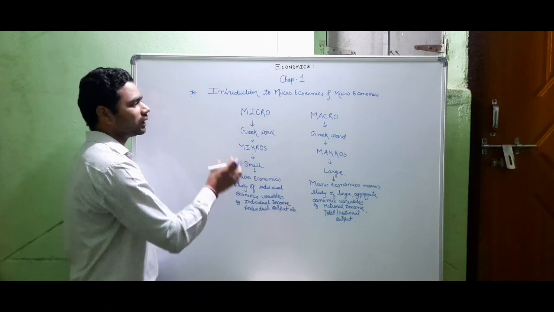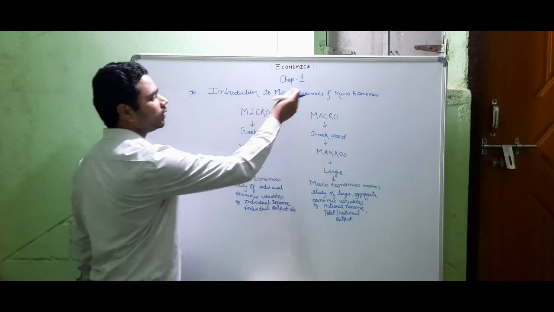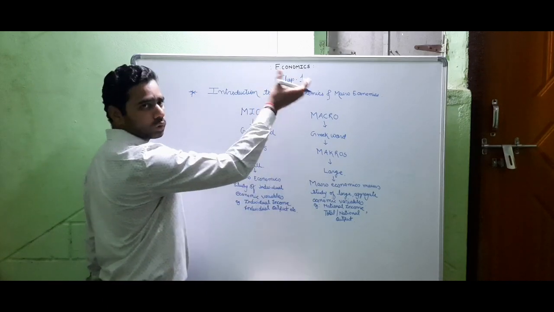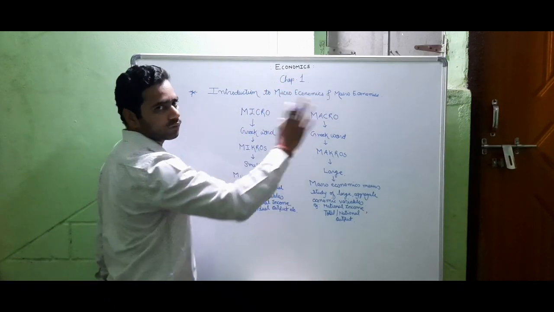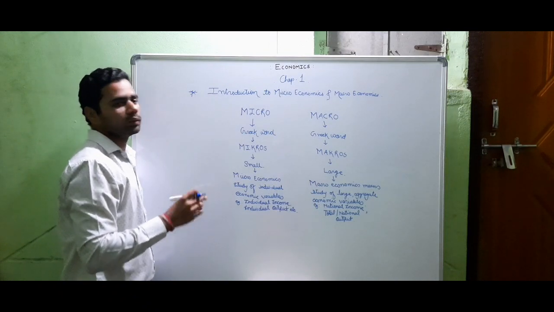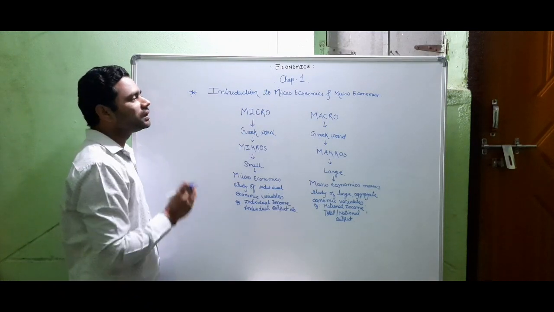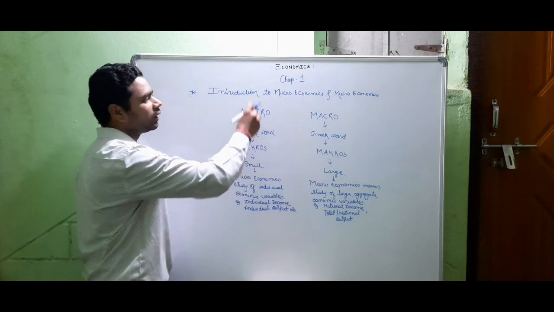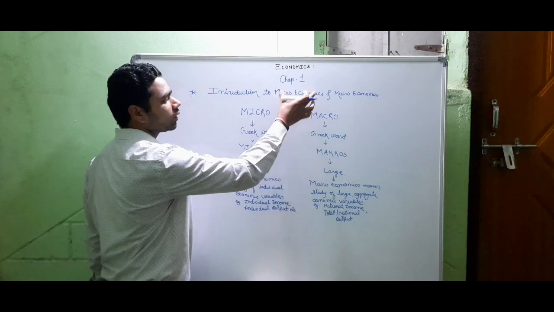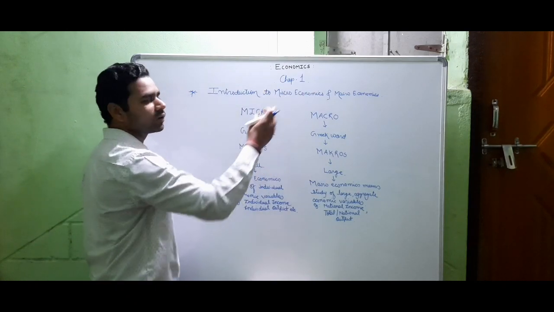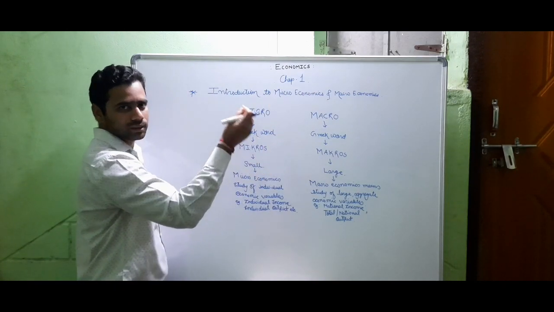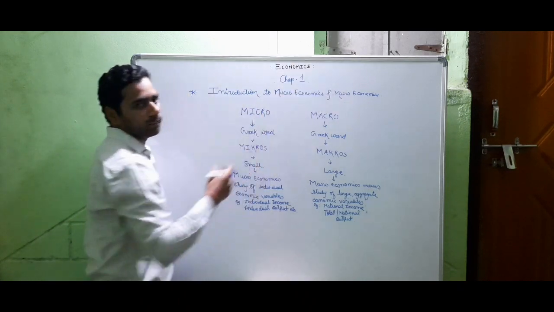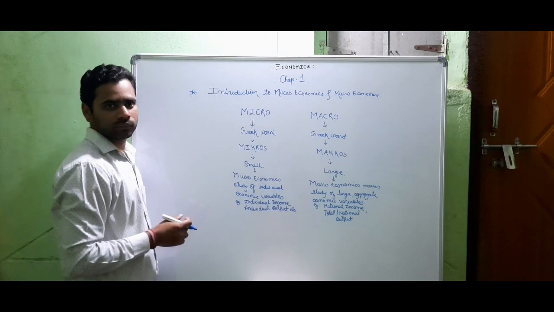Okay, so this is the meaning of the different words which are given to us in the heading of the topic. In the next lecture we will be studying the meaning and features of microeconomics and the different parts like scope, subject matter and importance of microeconomics and the same for macroeconomics. Okay, thank you.